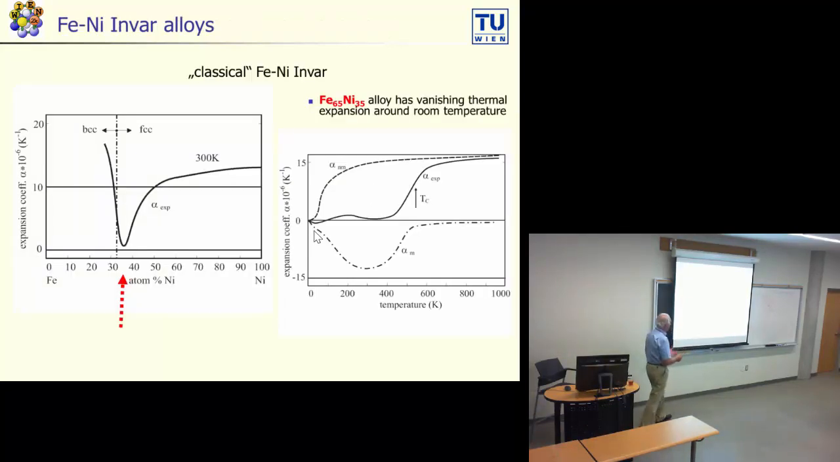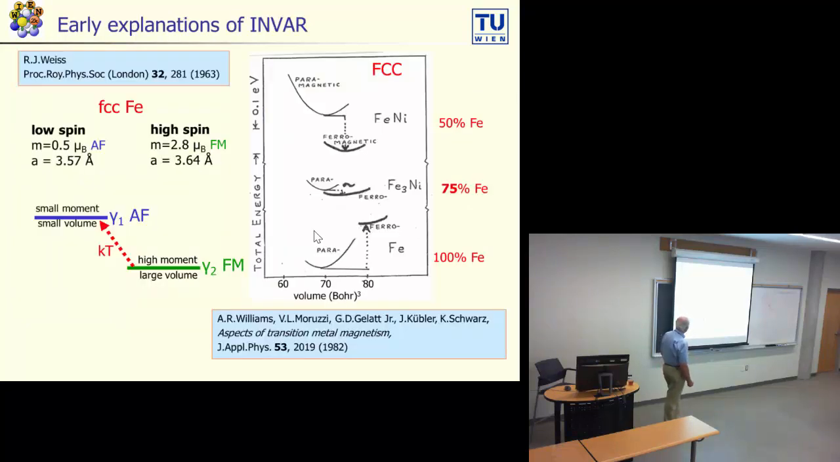Now the question is, can you understand such a behavior? This is the thermal expansion coefficient for this alloy, 65% iron and nickel, and you see around room temperature this thermal expansion is practically zero. So this is very unusual and has many applications. In the old days, television screens were built with the Invar alloy. If you heat it with a beam, it heats up, and you don't want that, you don't want a thermal expansion. But it was used for many applications.